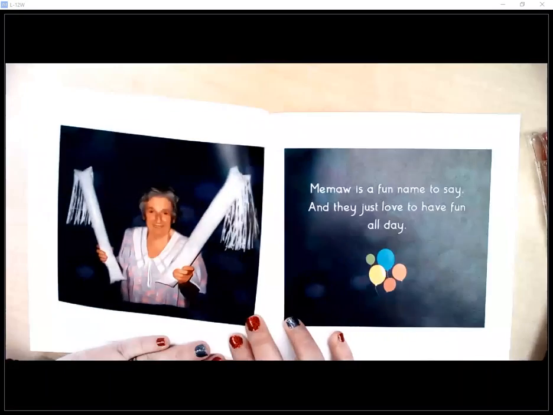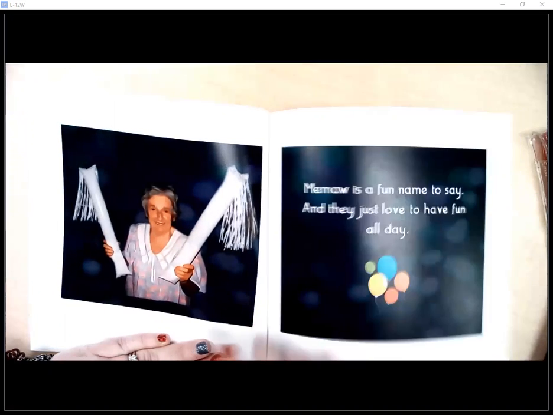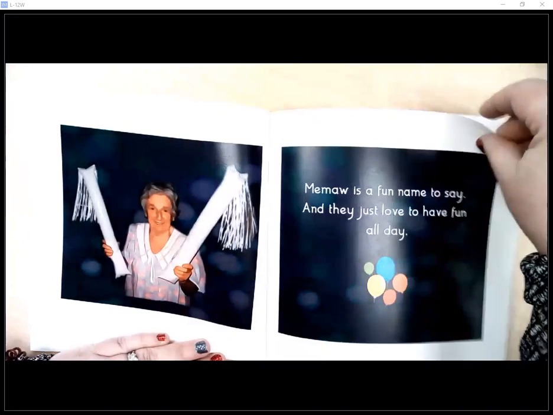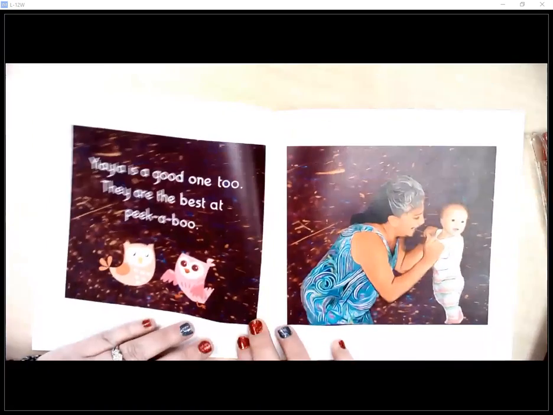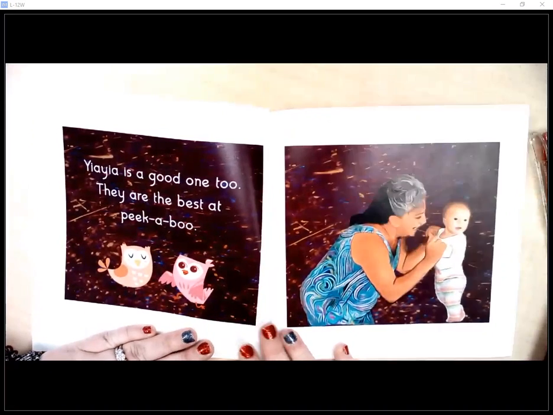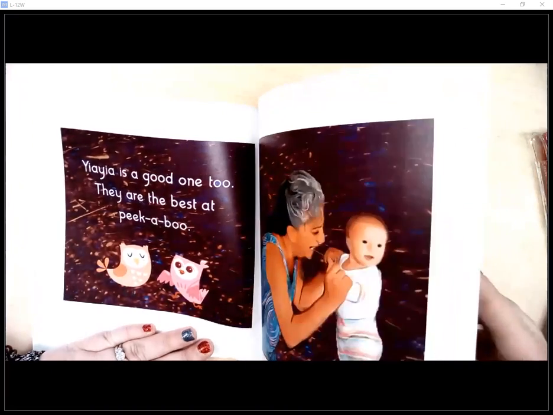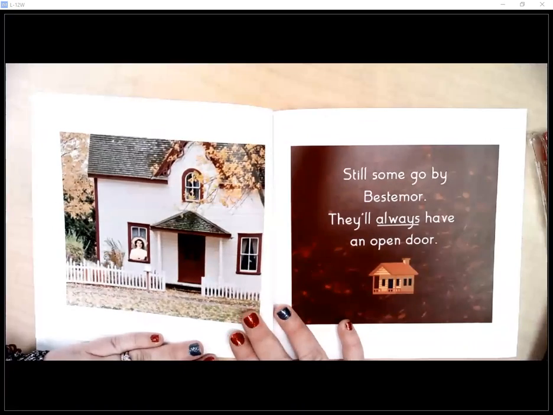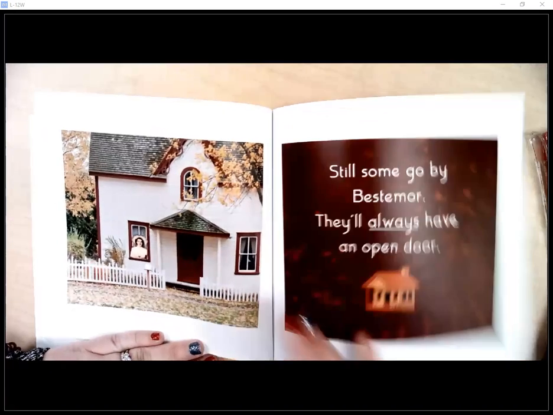Mima is a fun name to say, and they just love to have fun all day. My Babchi. There's a lot of her. I have a lot of pictures of her. Yaya is a good one too. They are the best at peekaboo. Yaya is Greek, and that's my Greek friend's mom. Still, some go by Bestamore. They'll always have an open door. That's Norwegian, and that's my Norwegian grandma.